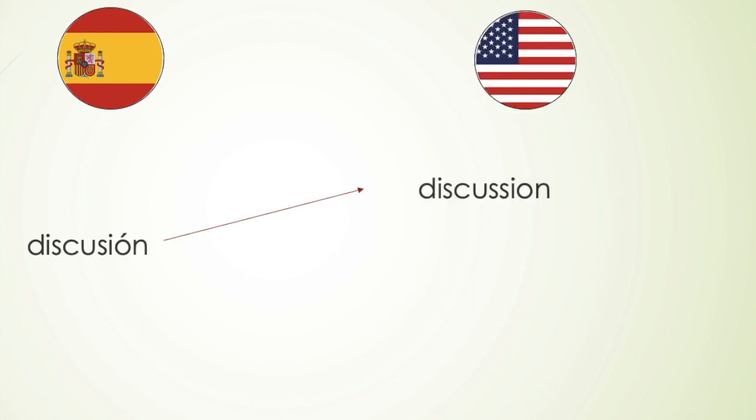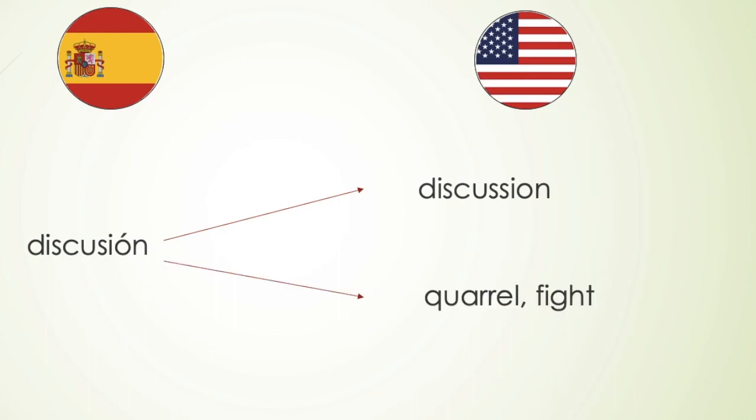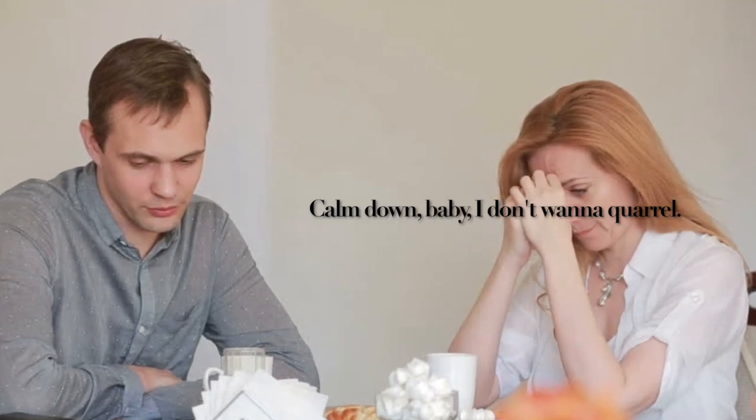However, in English, a discussion is almost the same as a conversation, but a little bit more formal and constructive, and usually about a certain topic. For example, tomorrow we will have a discussion about our pay raise. But if a discussion is heated, then it might be a quarrel or a fight. An example could be, David had a bitter quarrel with his mom. Or, calm down, baby, I don't want to quarrel. Yes, quarrel could be used as a verb, to quarrel with somebody.